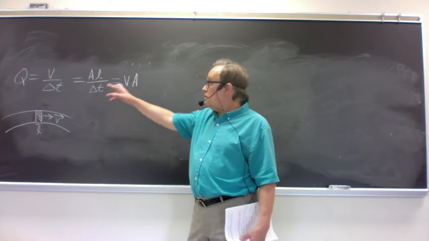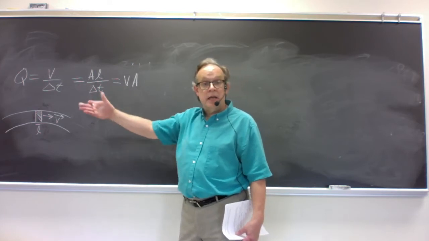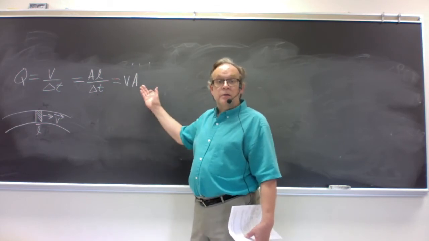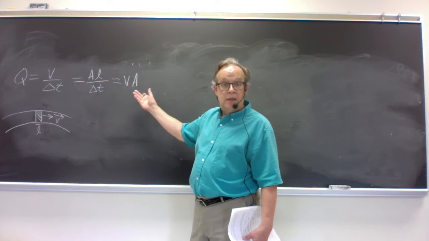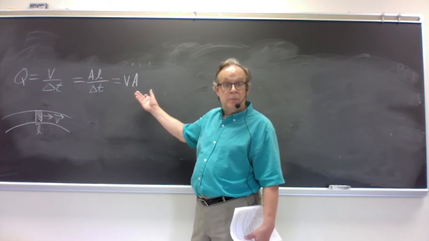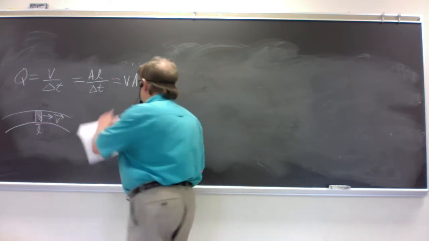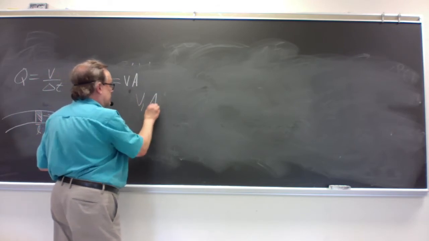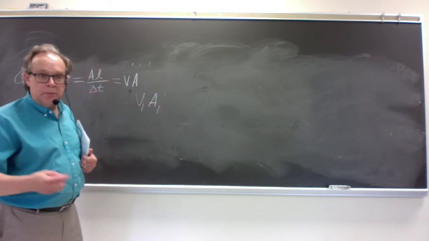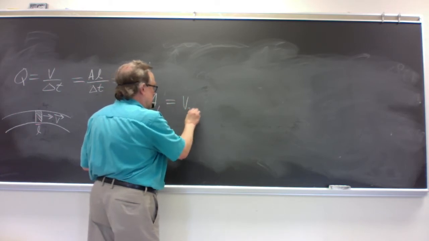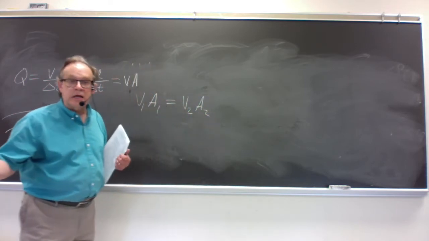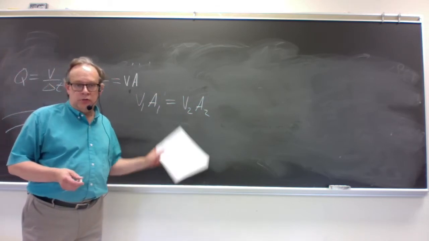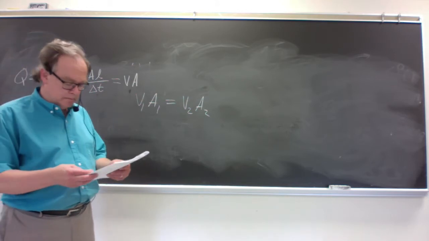And if the volume flow rate is the same at every location in the path of the fluid, then this product is the same at every location in the path of the fluid. And to say that this is uniform, the same at every point, you could write it like that: V times A at point 1 equals V times A at any second point. That's what we call the equation of continuity, or at least the book calls it the equation of continuity.